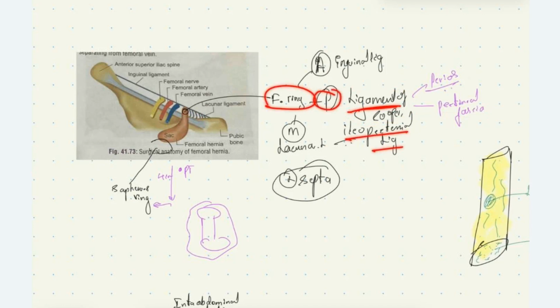Medially, we have the lacunar ligament as a boundary of the femoral ring. Laterally, we have septa separating the femoral canal from the femoral vein. This is about the femoral ring.